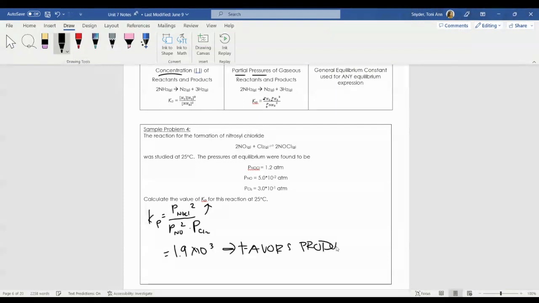At equilibrium, I would have more products present. Equilibrium doesn't mean that I have an equal amount of reactants and products. It just means the rate at which the reactants are forming products and the products are forming reactants is the same. They're not necessarily equal.